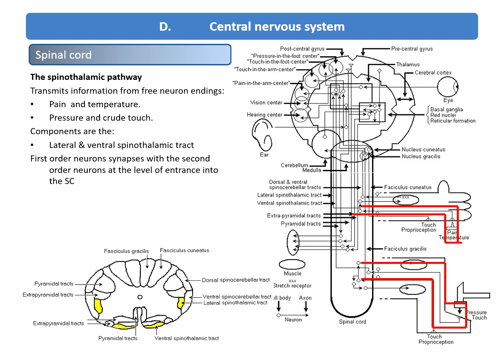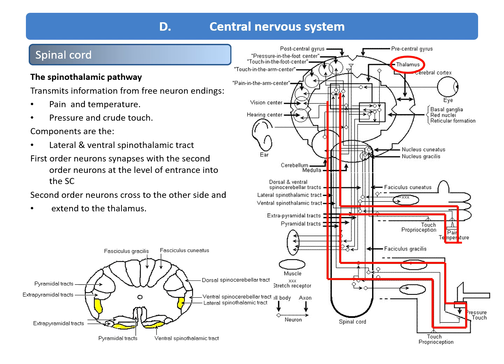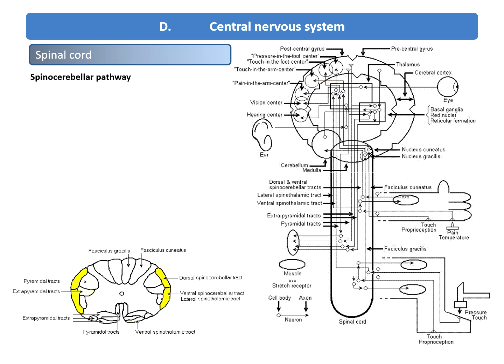First-order neurons synapse with the second-order neuron at the level of entrance into the spinal cord. The second-order neurons cross to the other side shortly after the synapse and extend to the thalamus. Notice these neurons bypass the medulla. Third-order neurons extend from the thalamus to the cerebral cortex for the so-called pain in the arm or pain in the leg centers. And then there's the spinocerebellar pathway.